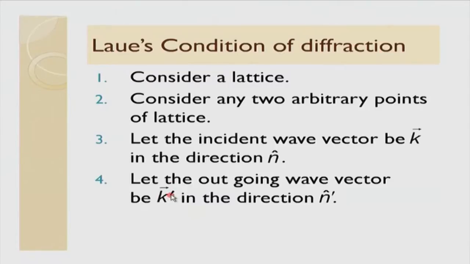Okay. Remember, because in X-ray diffraction, we always talk of what we call elastic scattering of X-rays. So we assume that lambda is not changing. The energy of the photon, or wavelength of the X-ray, does not change. So the magnitude of k and k prime is the same, only the direction becomes different. The X-ray beam will now go in a different direction, and let that particular direction be specified by a unit vector n prime. So this is only a definition.